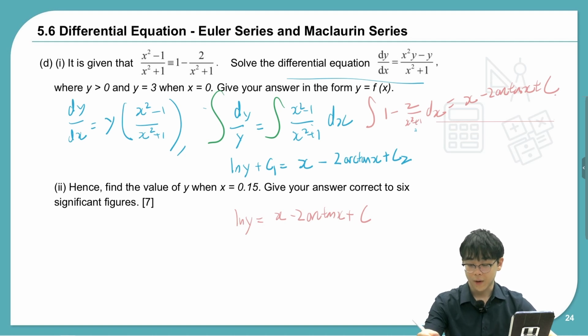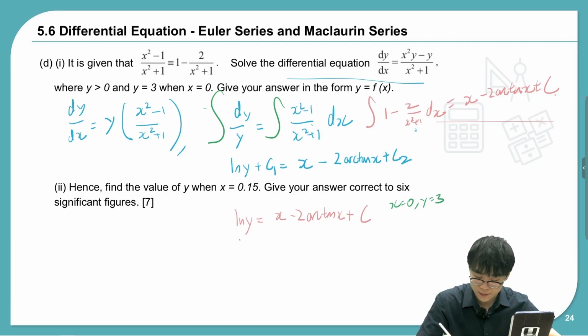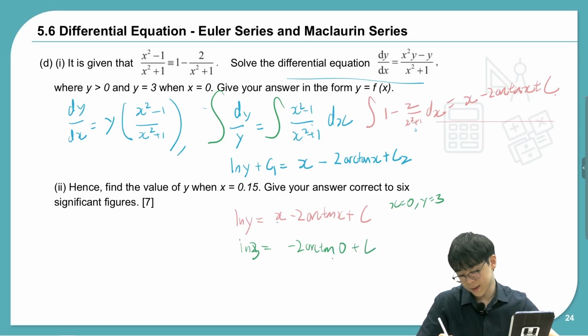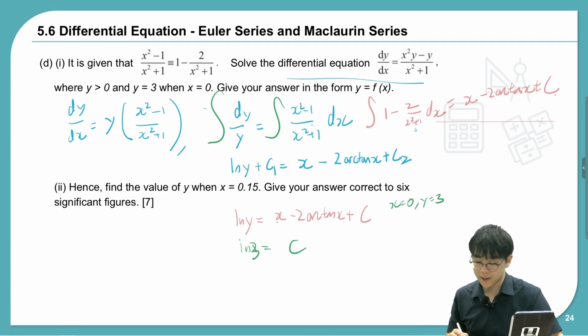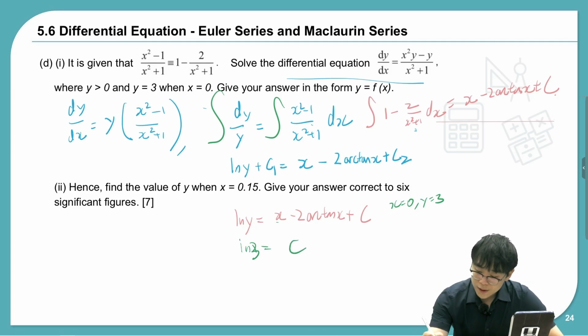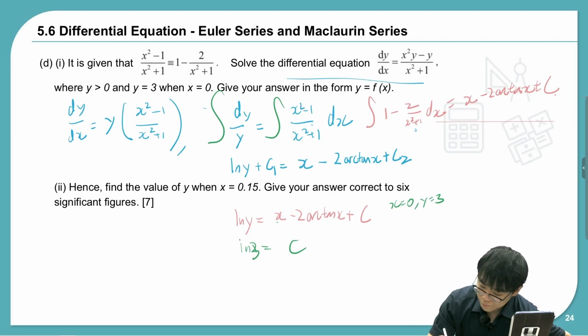Now, recall from earlier that when x is 0, y was 3. So you'd have ln 3 is 0 minus 2 arc tangent 0, plus c. But arc tangent 0 is just 0, so that would just be c. So actually, using our substitution, we would say c is ln 3. So if we were to write the equation again, we'd have ln y is equal to x minus 2 arc tangent x plus ln 3.